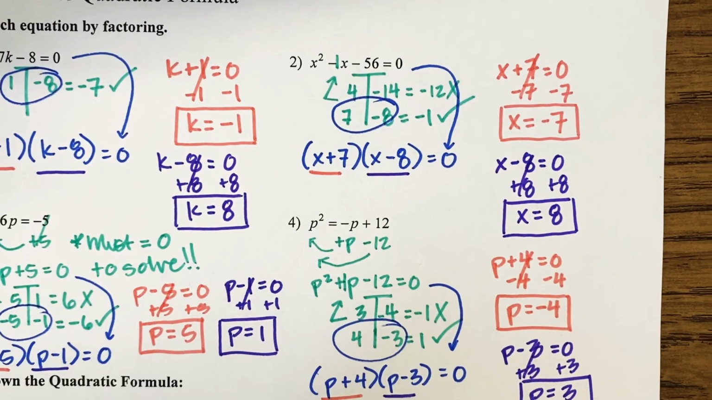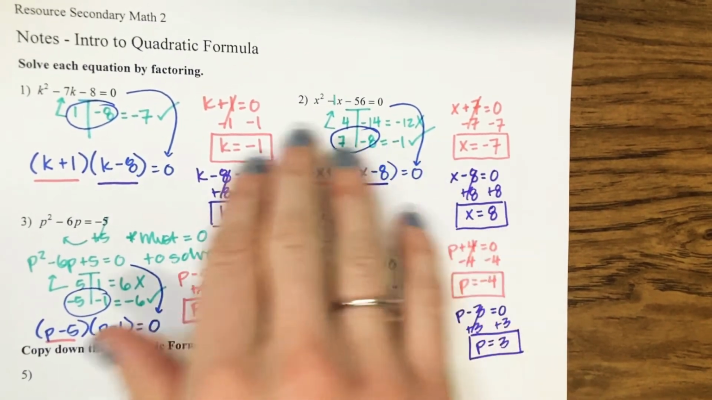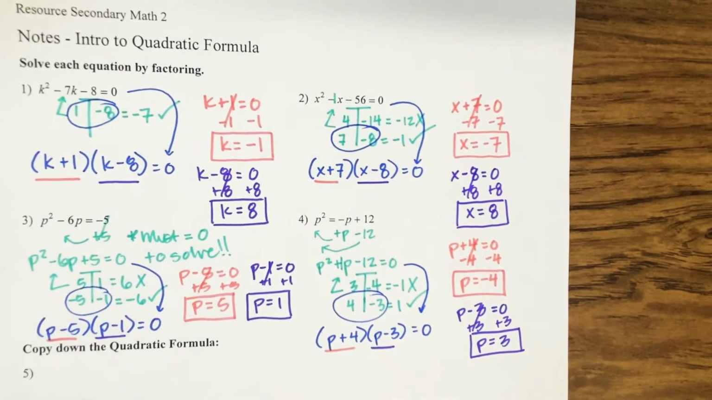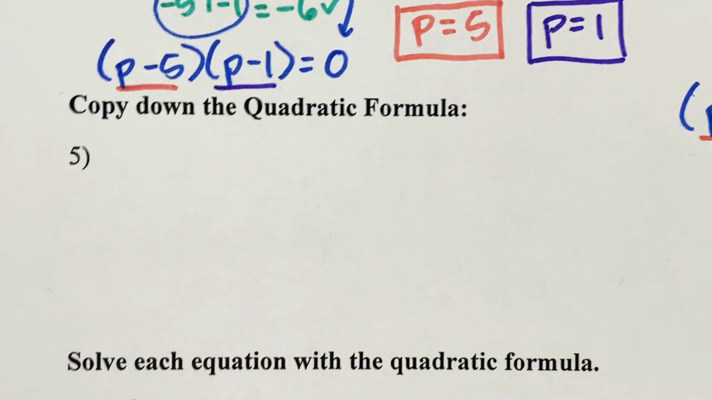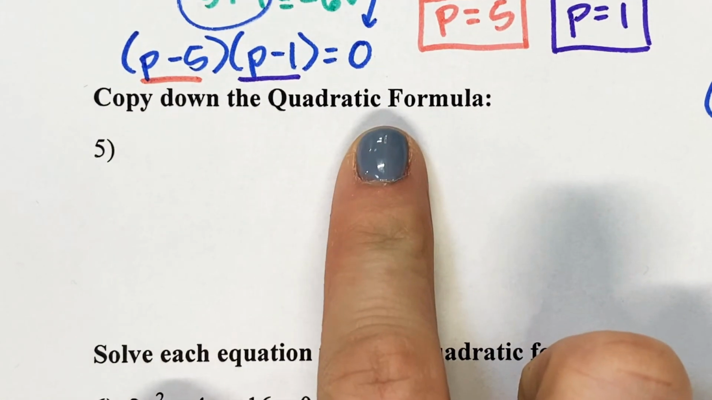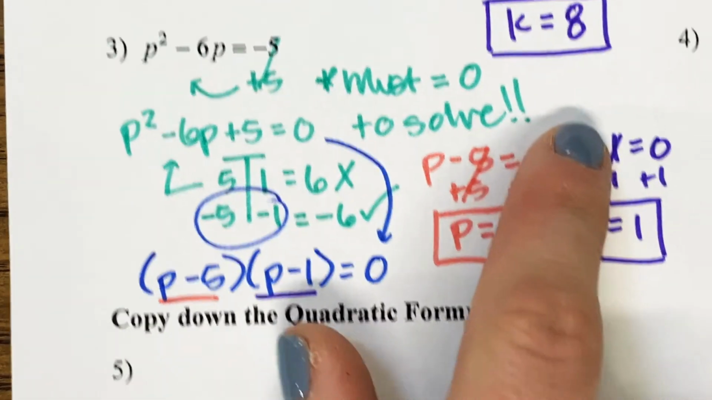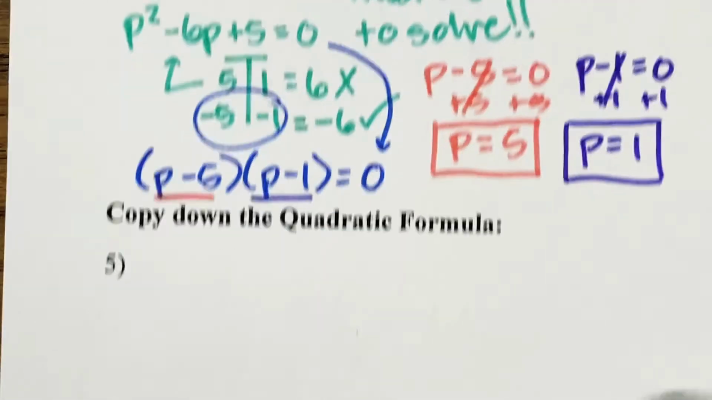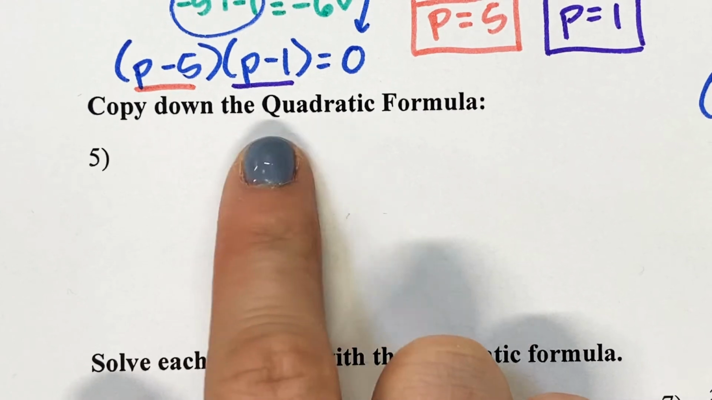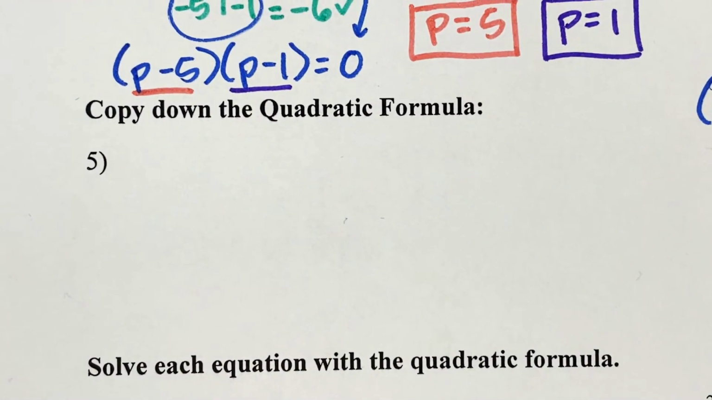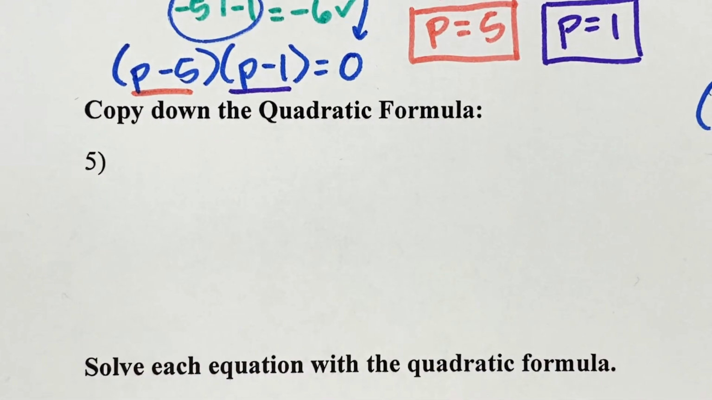That was what we've been practicing by solving quadratics, getting the answers by factoring. This is all factoring that we've been doing. So now I am going to introduce you guys to a method of solving quadratics that will always work. Guess what? Factoring is not always gonna work. It's not gonna end up with these super pretty answers all the time. So I'm gonna teach you a new way that is always going to work whenever you wanna solve a quadratic. So number 5, it's asking us to copy down the quadratic formula.